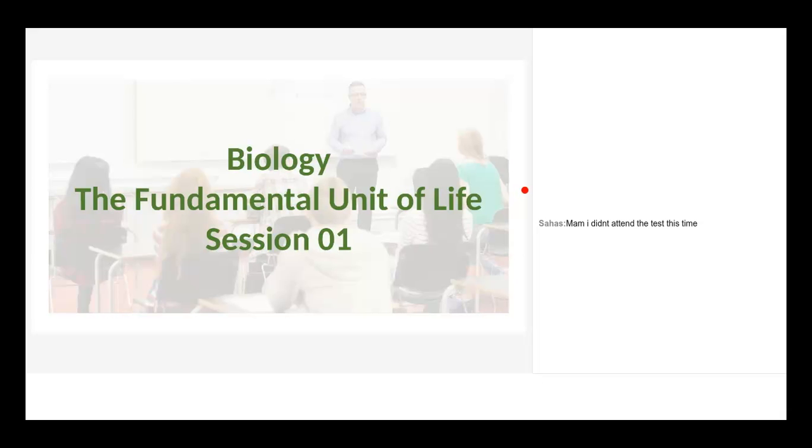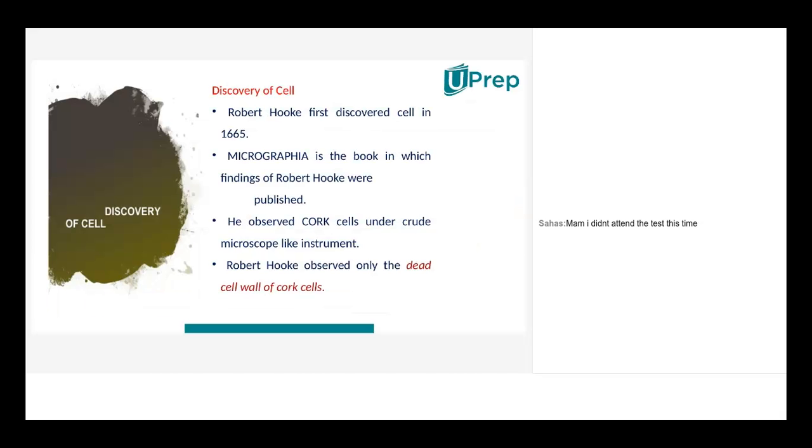So a few points I'll touch on here. As everyone knows, Robert Hooke is the first scientist who discovered the cell. Point out that the discovery was made by Robert Hooke. He thought it was a cell, but that was not a cell. The discovery was done in 1665, around the 16th century, and all his findings were written in a book called Micrographia.